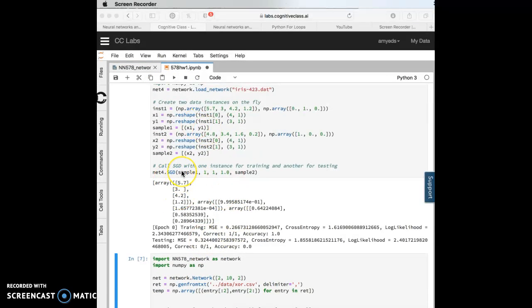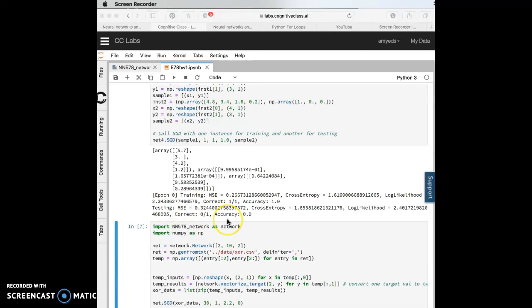This is the printout of the activations matrix as we saw from backprop, and it matches what the homework had suggested it would be. And see here we're printing out from the evaluate and SGD functions, the epoch 0 training, the MSE value, cross entropy, log likelihood, number of correct, and the accuracy. It ends up stopping here due to early stopping, just since the accuracy is already at 1. Also prints out the same thing for testing, because we have testing data right here under this sample 2.